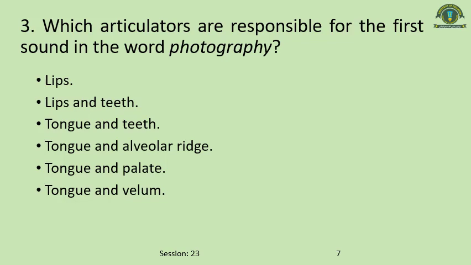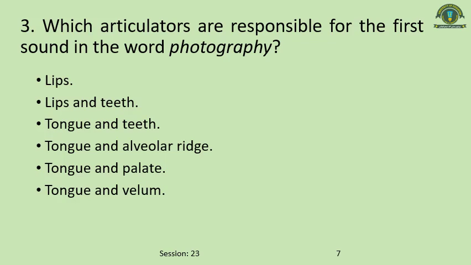Now question number 3. Which articulators are responsible for the first sound in the word photography? I repeat. Which articulators are responsible for the first sound in the word photography? The answers are lips, lips and teeth, tongue and teeth, tongue and alveolar ridge, tongue and palate, or tongue and velum.